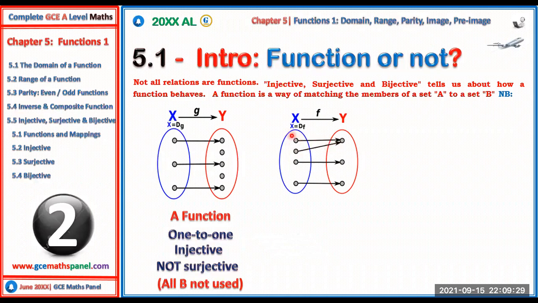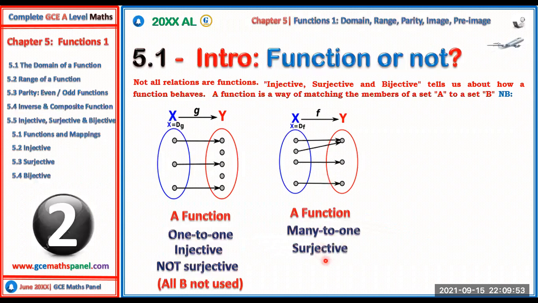It's many-to-one. So I'm not seeing the image yet. Okay, so I'm seeing it now. Yes, so this is many-to-one. You can see two of them here have the same image. So this is a many-to-one relation. So this is a function as well, and it's a many-to-one relation.